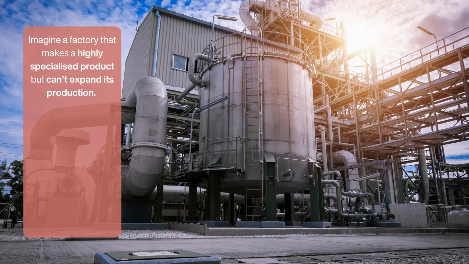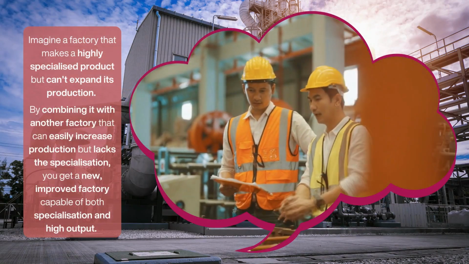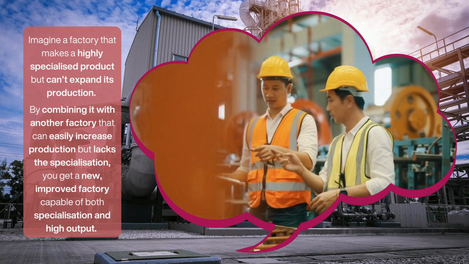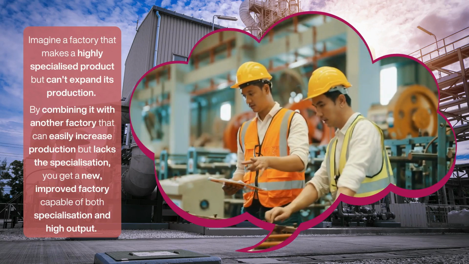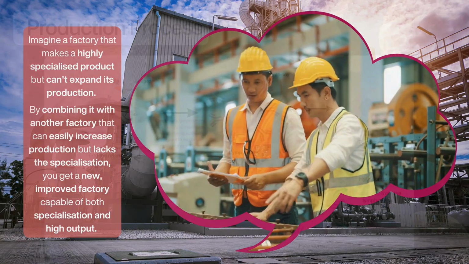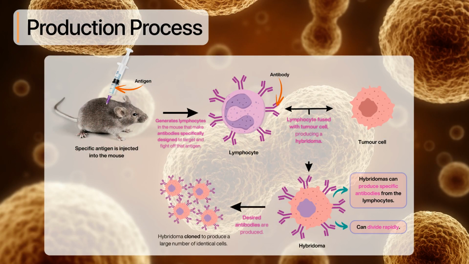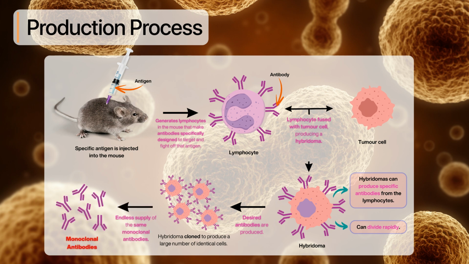Imagine a factory that makes a highly specialised product, but can't expand its production. By combining it with another factory that can easily increase production but lacks the specialisation, you get a new and improved factory that is capable of both specialisation as well as a high output. Once hybridomas are formed, they are cloned to produce a large number of identical cells. Since these hybridoma cells all originate from the same parent cell, they all produce the same monoclonal antibodies.